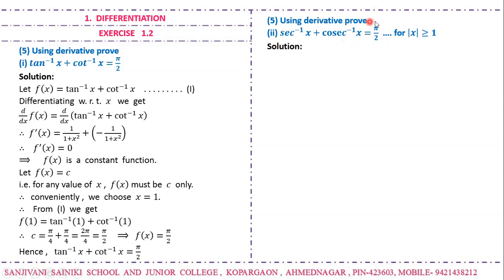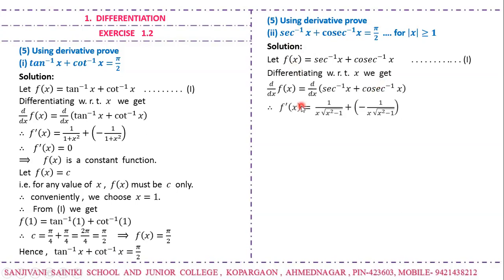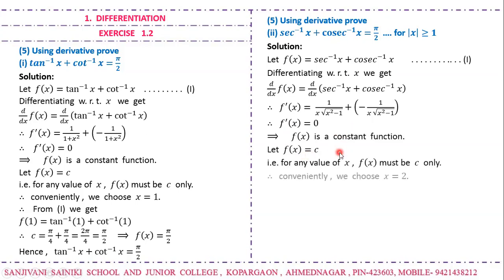Now as we have already put it in the properties of the inverse trigonometric functions, here also I will take this full left hand side as f of x and differentiate with respect to x. They will cancel each other and I get f dash of x is 0. That means f of x is a constant function. So its value is c for any value of x.